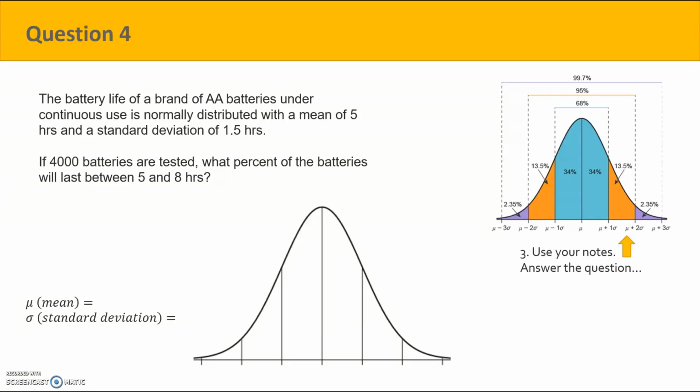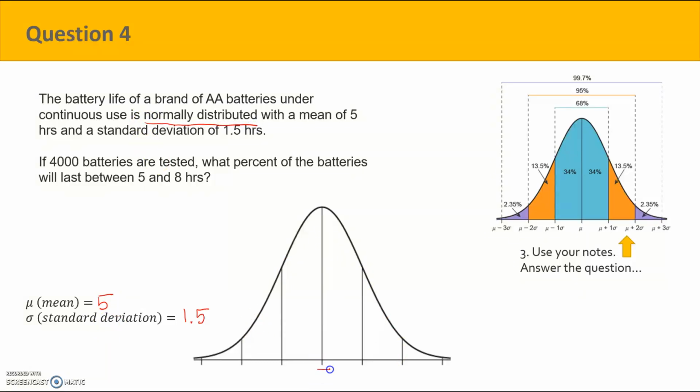Question 4. The battery life of a brand of AA batteries under continuous use is normally distributed with a mean of 5 hours. So we got our mean, 5 hours, and a standard deviation of 1.5 hours. Standard deviation, 1.5. Okay, I'm not going to look at the question. First, I'm going to put that information on our bell curve. Why? Because it is normally distributed.